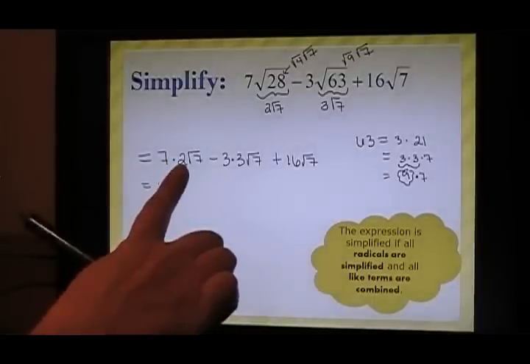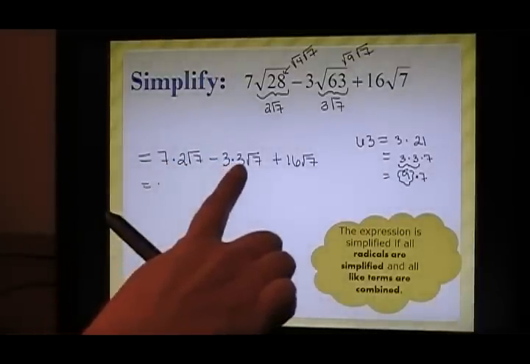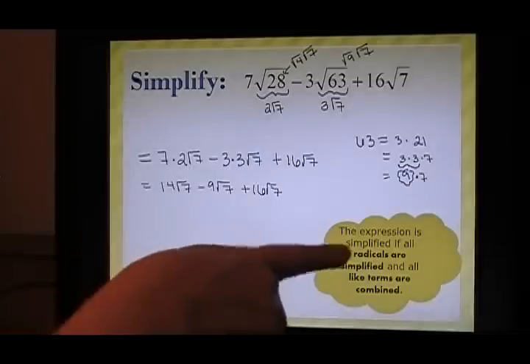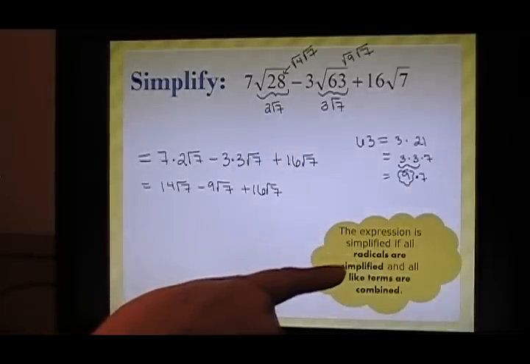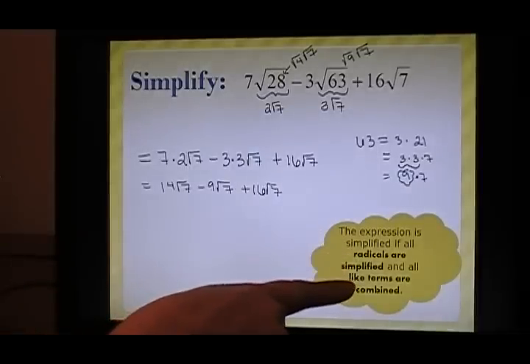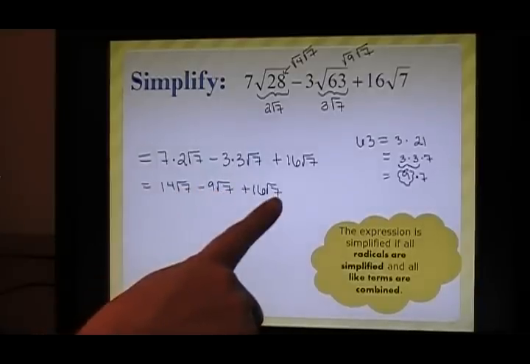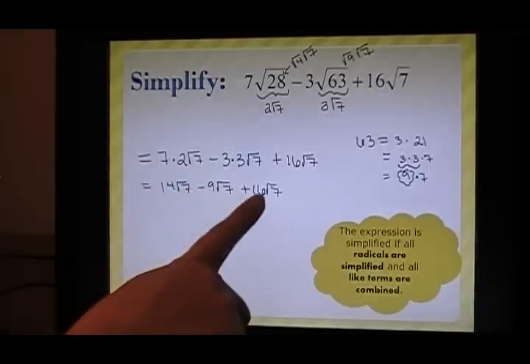So the 7 times 2 here is 14, 3 times 3 is 9. So I have 14 root 7 minus 9 root 7 plus 16 root 7. At this point, I have simplified all of my radicals. Last step, are there any like terms to combine? So we have a root 7, a root 7, and a root 7. All 3 terms have exactly the same radical part, so all 3 are like terms.